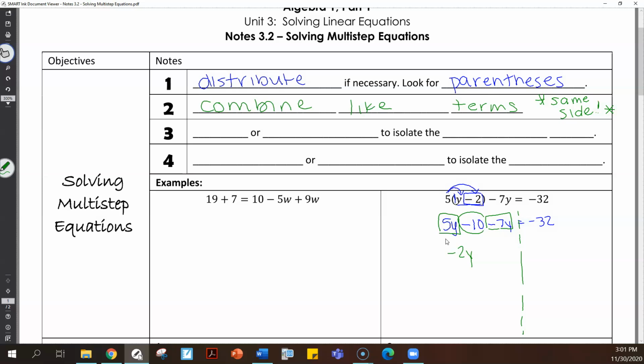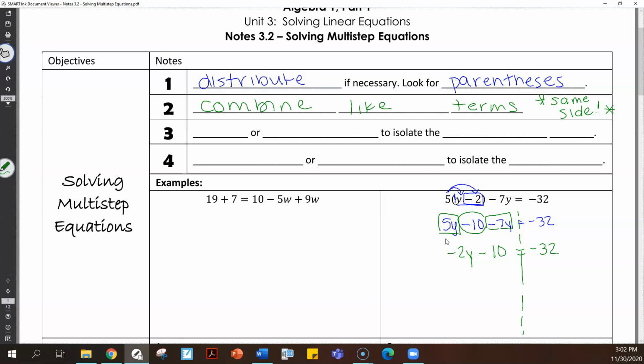Now, my negative 10 does not have any other plain numbers on this side of the equation. Even though I have negative 32 over here, that's just a plain number, I can't combine terms that are on different sides of the equation. So as I'm looking just on this side, my negative 10 is the only number that I have, so I can just bring it down. Same thing over here for my negative 32. It can't be combined with anything, so it just comes down.